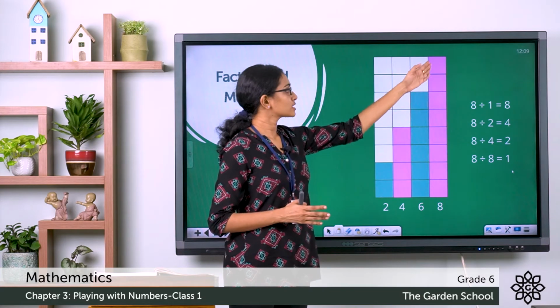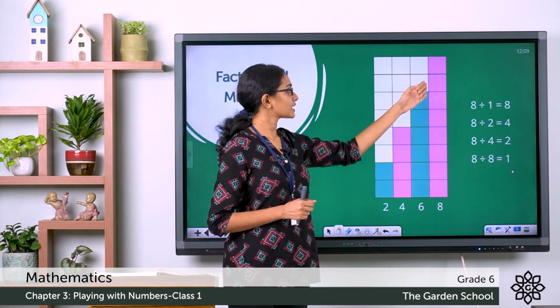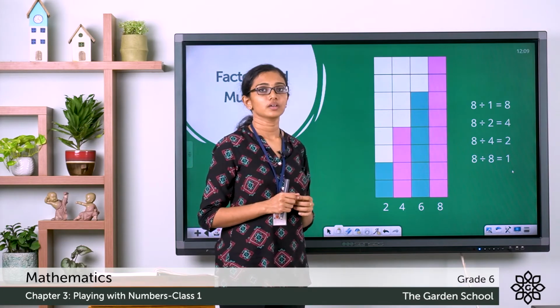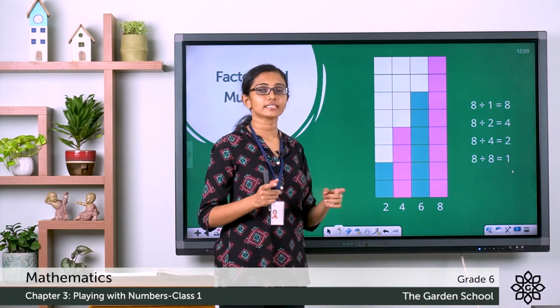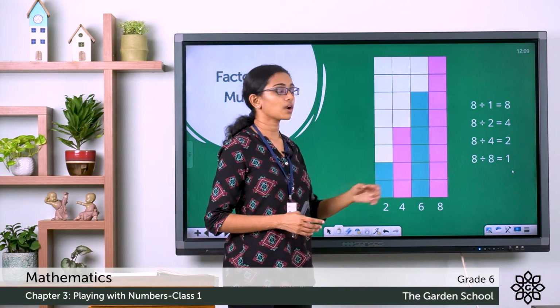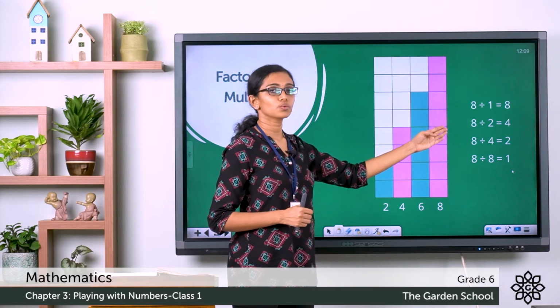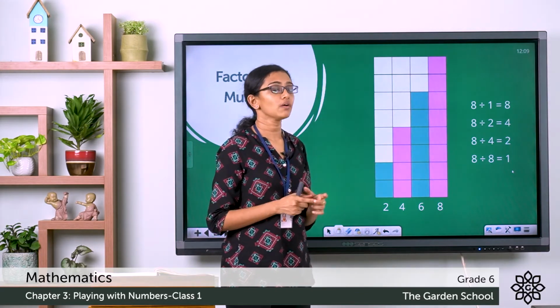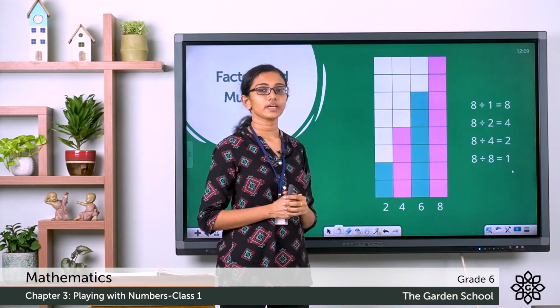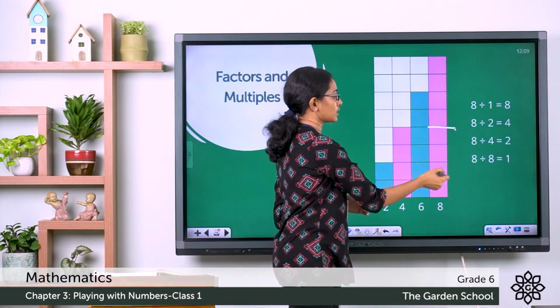So what if I am cutting this whole column as one strip? That would be 8 divided by 1. Then the length of the strip will be 8 centimeter itself. Now if I am cutting this 8 centimeter column into 2 strips, it would be 8 divided by 2. Then each strip will have 4 cells in it, right? 1, 2, 3, 4. Here 1, 2, 3, 4.